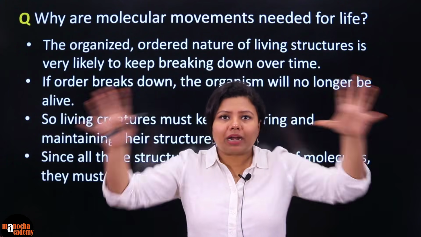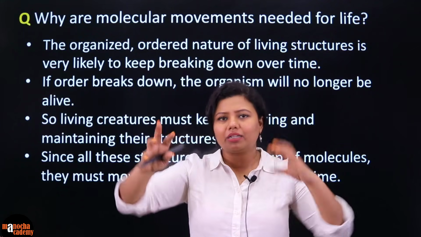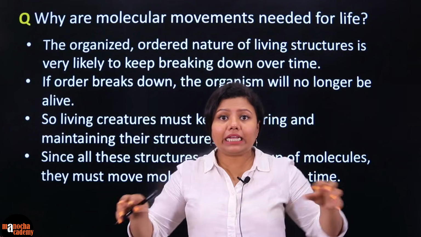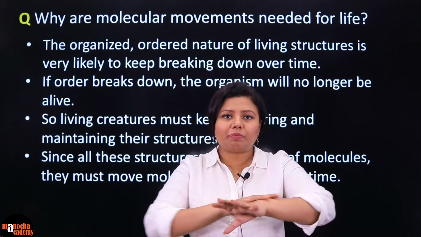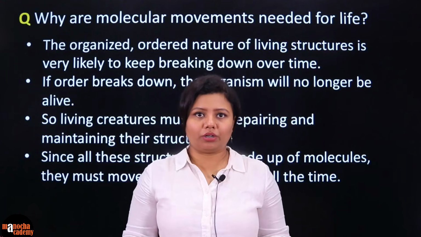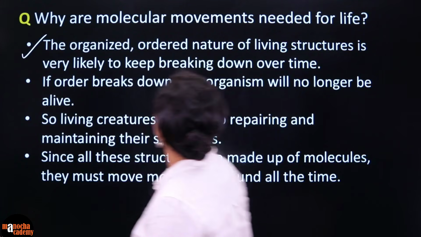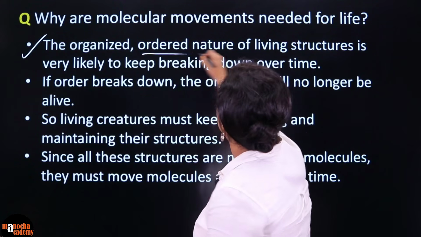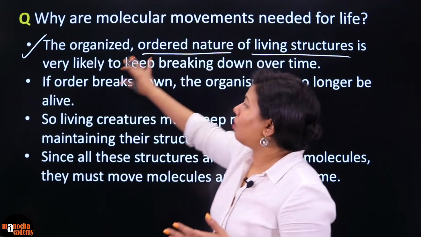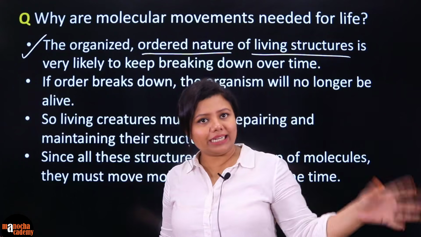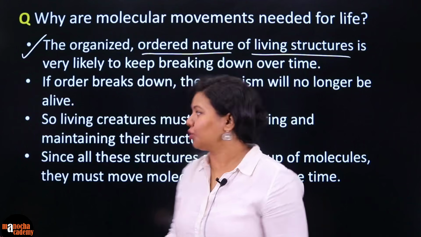So you need all your red blood cells and white blood cells to go there, secrete histamine and lots of chemicals, so that this place is healed, cells can divide, protein goes there, carbohydrate goes there, new cells are formed, this place is healed and the order is restored. So you need molecules to move from one place to the other so that the ordered nature of living structure is restored, right? When the ordered nature is broken down, you need these molecules to run to that area where the order has been broken and restore it.